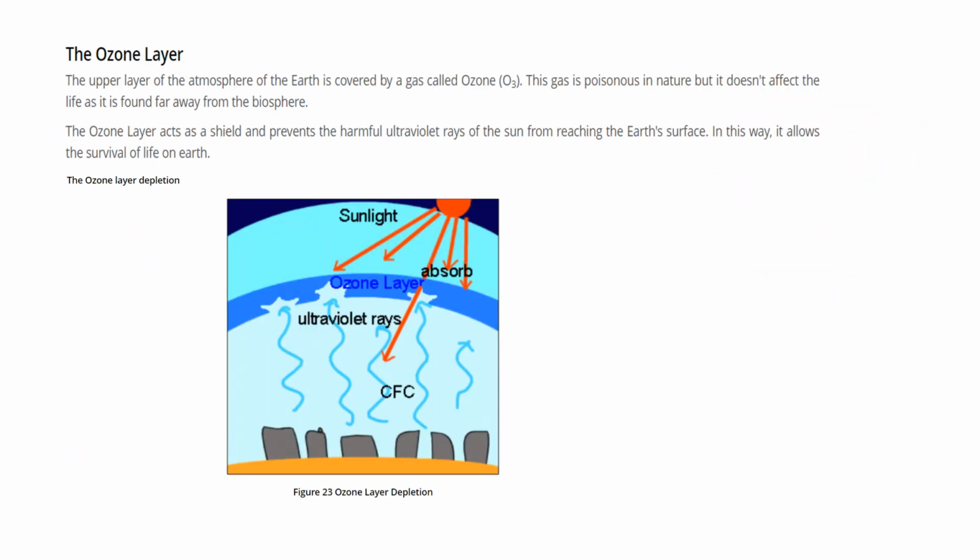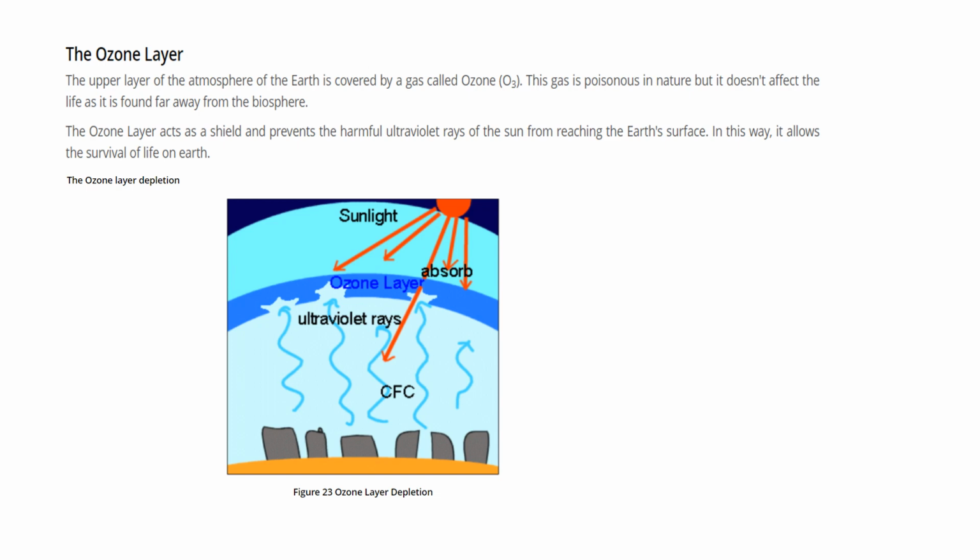The ozone layer. The upper layer of the atmosphere is covered by ozone. Usually oxygen is a diatomic molecule. You usually see oxygen as O2. But in the atmosphere, as you go up, it can be seen as O3. This ozone is a very poisonous gas. But it will protect the earth from the harmful radiations that come from the sun.